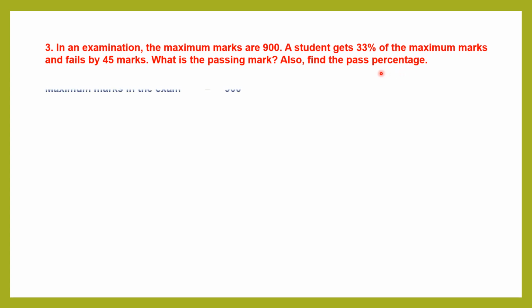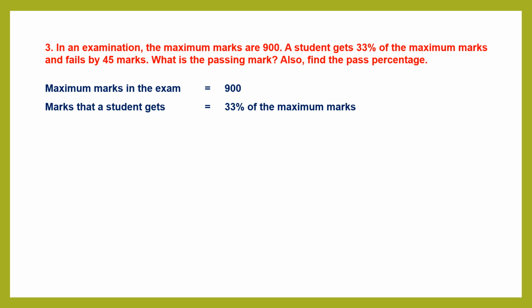So let's begin by writing maximum marks in an exam is 900. Marks that a student gets is 33% of the maximum marks. This is already given in the question. So now we're going to find out how much this is. 33% means 33 by 100. Of is into, and maximum marks is 900. Now cancel the two zeros in the numerator and denominator. Now there's nothing else to cancel. We multiply 33 into 9. 9 threes are 27, carry 2. 9 threes are 27, 28, 29. So we've got 297. So the marks that he got was 297.